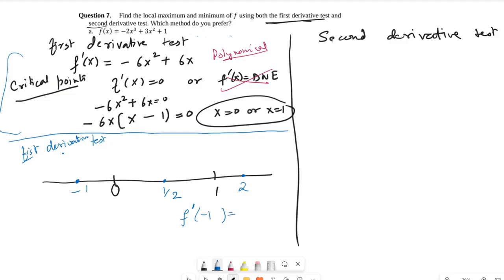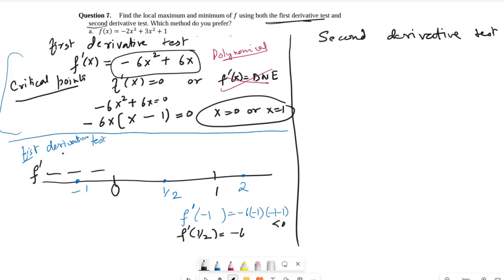So f prime of negative 1 is negative 6 times negative 1, times negative 1 minus 1. I don't really care about the value of this, but I know that this is going to be a negative number. So f prime is negative in this area. Then at half, this is the first derivative, okay? So I'm putting it here. Negative 6 times half minus 1. So you notice that this is negative times positive, negative times negative. The answer is going to be positive.